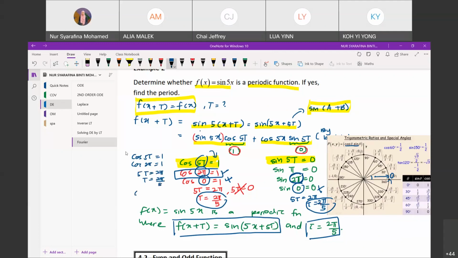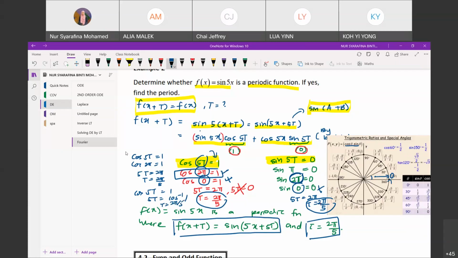Or you can just say cos 5T equals 1, 5T equals inverse cos 1. But by calculator, you can obtain only one value, right? For this one, you have to check. There are two values, but we cannot take 0 because T cannot be 0. So for this case, T equals 2 pi over 5, because inverse cos 1 is 2 pi.